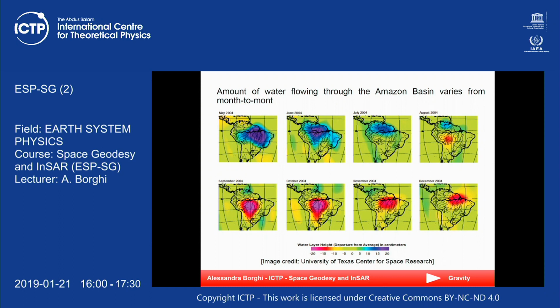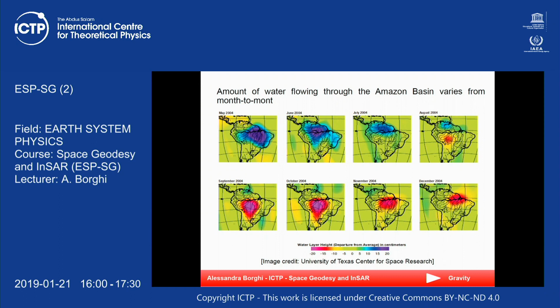And about variation, this is from a paper of the University of Texas. I think that if you want to see the paper, you can find it in an easy way. This is May, June, July, August, September, October, November, December in 2004. It's quite old, it was at the beginning of GRACE. This is the variation, the height of the water layer in centimeters, and you see the variation during the seasons.